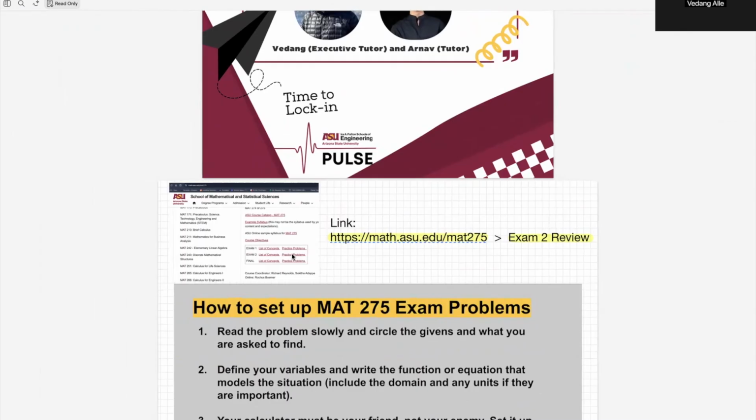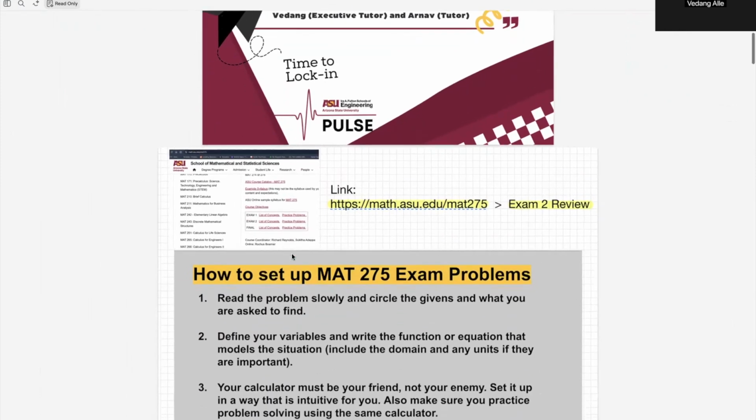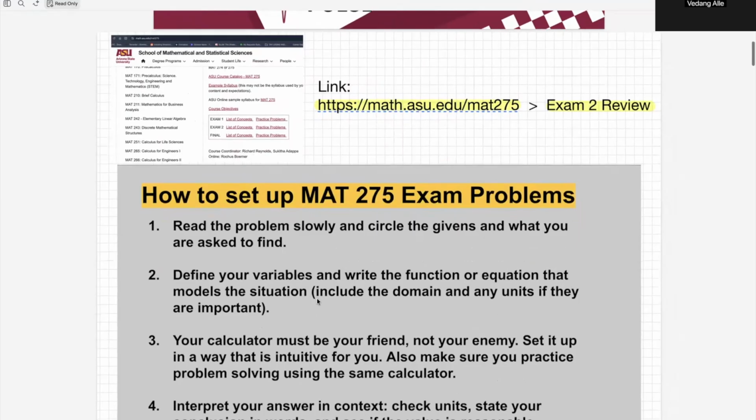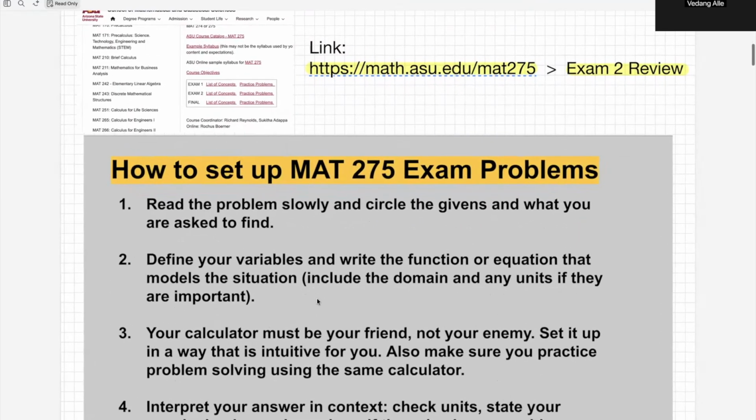Over the few years that I've taught 275 and when I've taken it myself, I've noticed four things that really stood out to me before approaching every Math 275 problem. Let's go through them. The first one is: read the problem slowly and circle the givens and what you're asked to find.